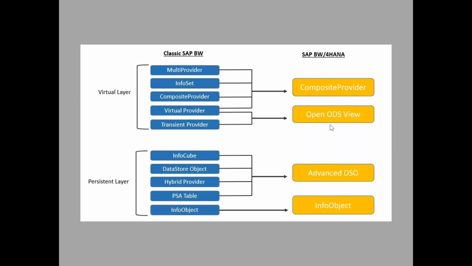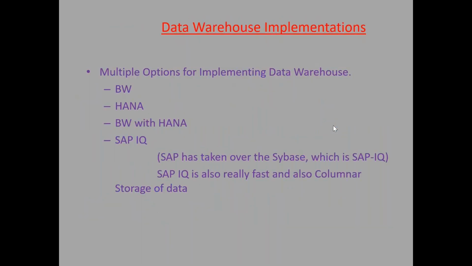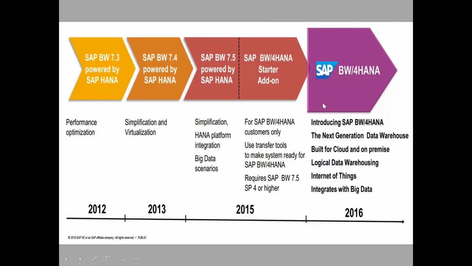So basically, going from BW 7.5 to BW4 HANA is not an upgrade. It is only a migration. So we have to do some conversions, like from InfoCube and DSO to advanced DSO, and multi-provider and InfoSet to composite provider.